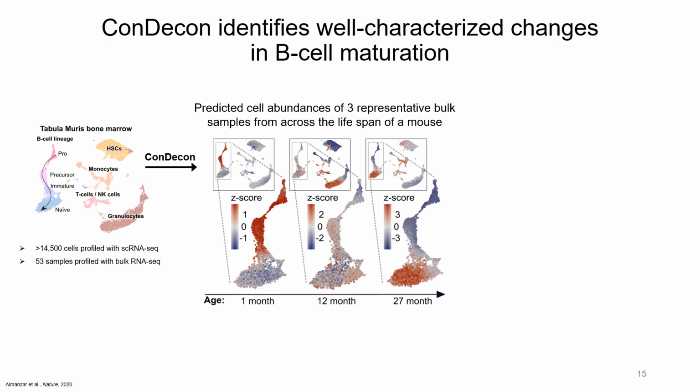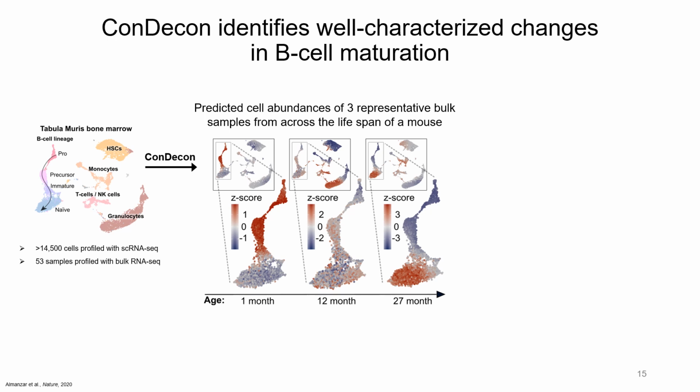Next, we used ConDecon to estimate dynamic cell abundances associated with well-characterized biological systems. For this, we used the Tabula Muris bone marrow dataset, which consists of single-cell and bulk RNA-seq data from mice ages 1 month to 27 months. This is an ideal system to study continuous changes in cell state associated with age-related processes. For this analysis, we focused on known changes in B cell abundance that occur during mouse development and maturation.